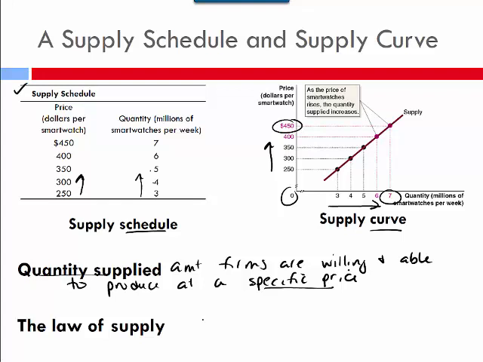The law of supply, again, there's the official definition in your book, but mostly what we see here is as the price of a product goes up, the quantity supplied, the amount that firms are willing and able to supply, goes up as well. And as the price goes down, the quantity supplied goes down. If they can't make a profit at it, they're not going to produce it. And the lower the profit, the less resources they're willing to supply to produce that.